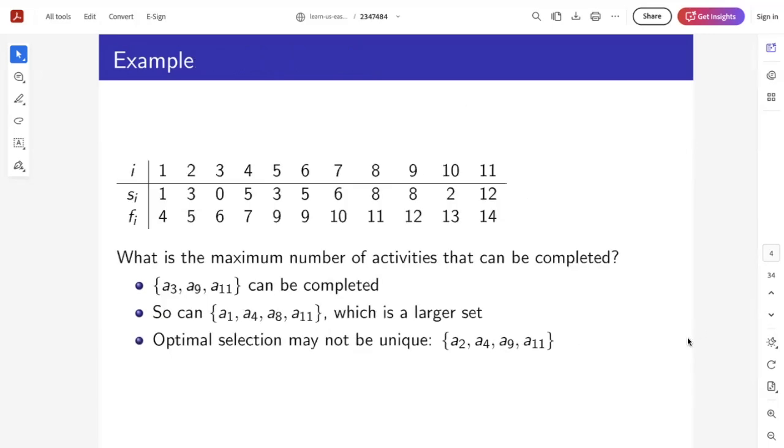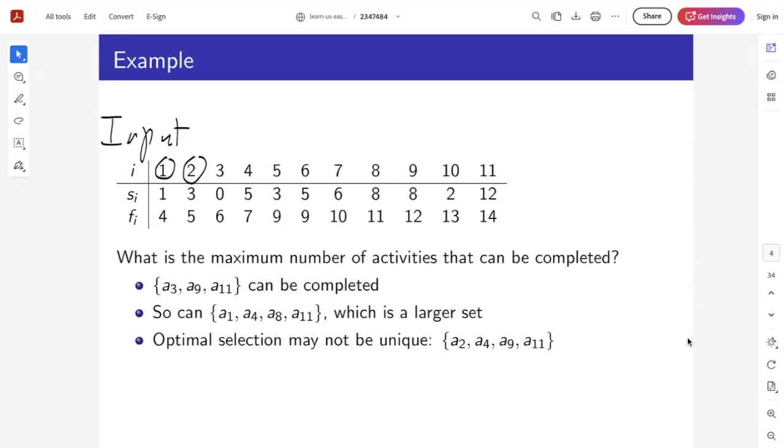So now let's make it concrete. We're going to have the following input. So this is the input. We're going to have 11 activities, and the start time and finish time for each activity is given. For instance, here, activity 1 starts at 1 and ends at 4, and activity 2 starts at 3 and ends at 5.